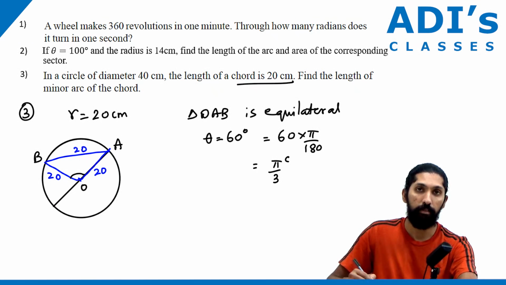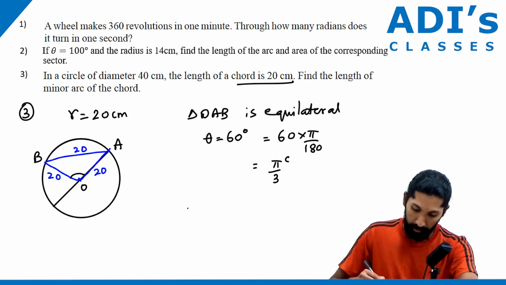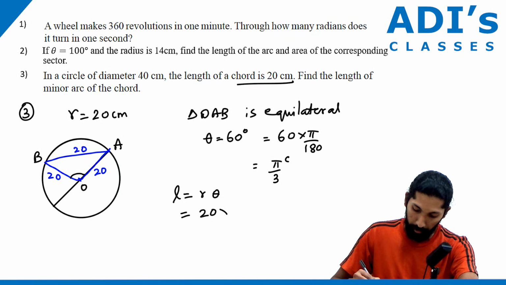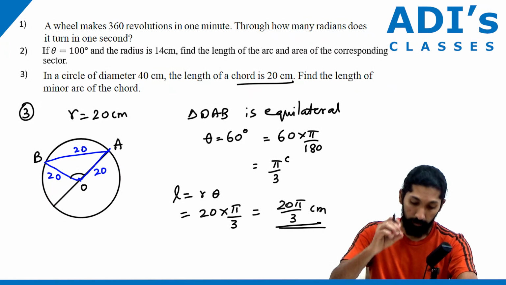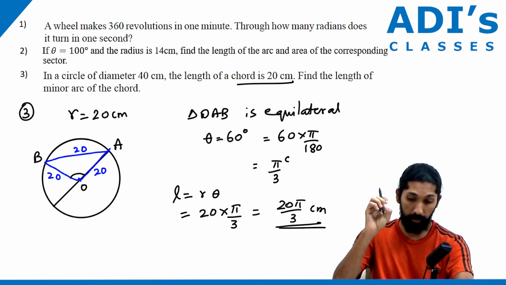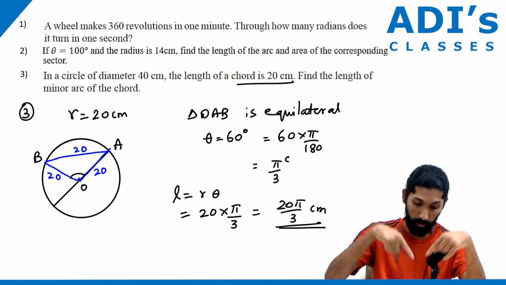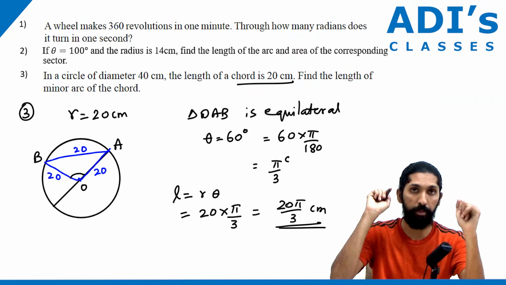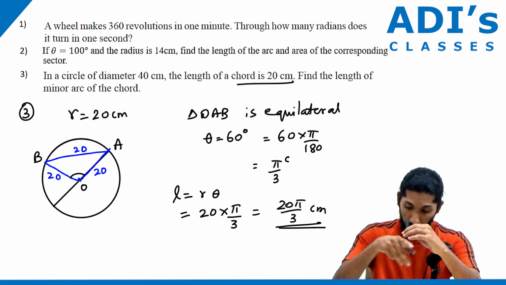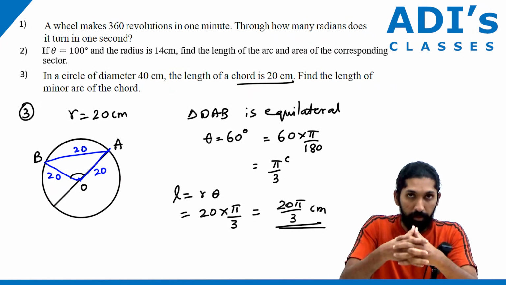Isn't it? Since this is pi by 3, now we use L is equal to r theta. 20 into pi by 3, or we can just write it as 20 pi by 3. That's okay. 20 pi by 3 centimeter. So this is the answer for this given question, because they're asking you to find the length of the minor arc of this chord, isn't it? So basically they're asking you the arc length AB. Fair enough?